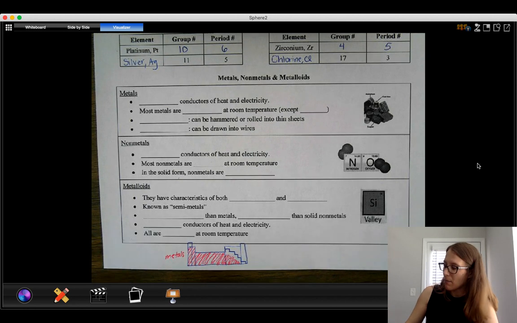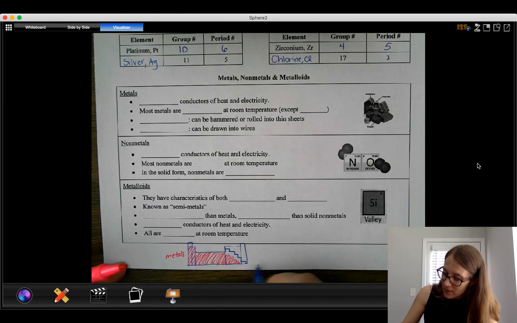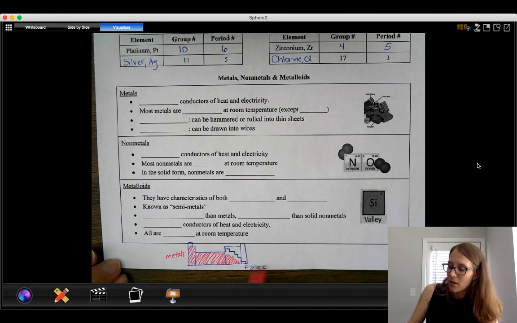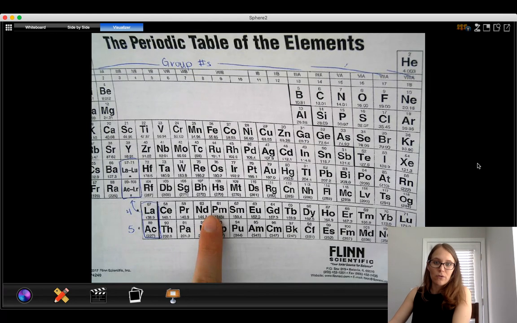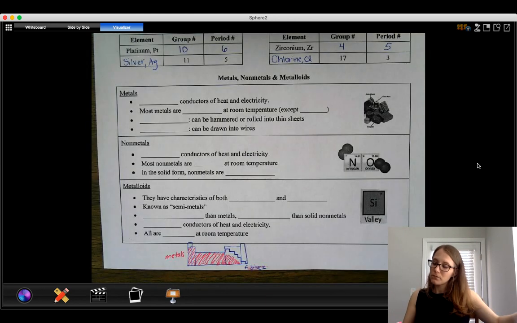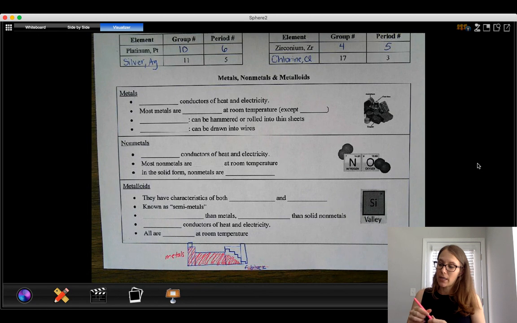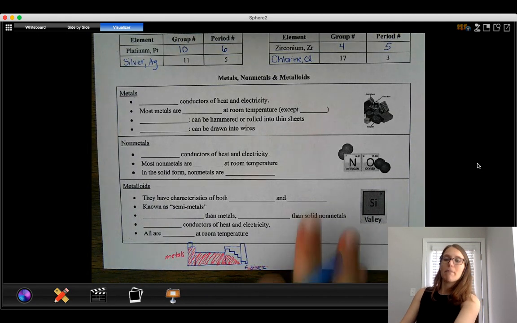The other elements that are metals are actually the F block elements. So the F block elements that are at the very, very bottom of the periodic table are also going to be metals. So all of these are metals as well. That's a huge portion of our periodic table. The majority of elements are metals.